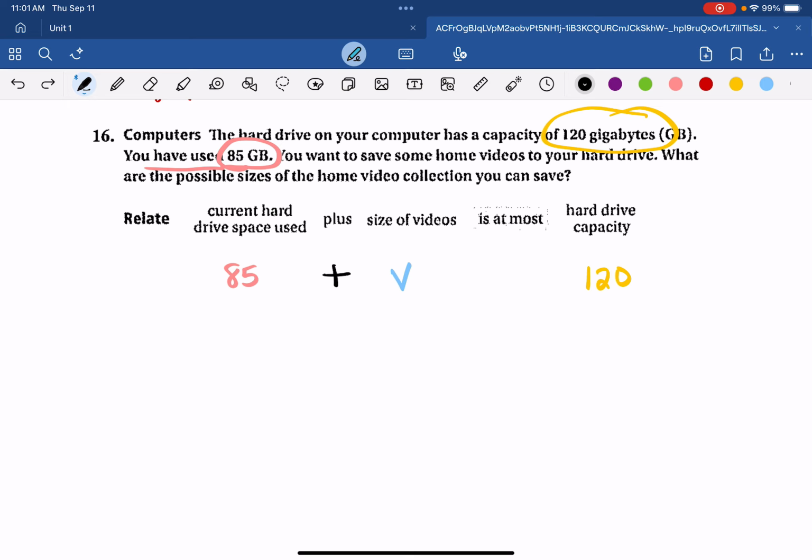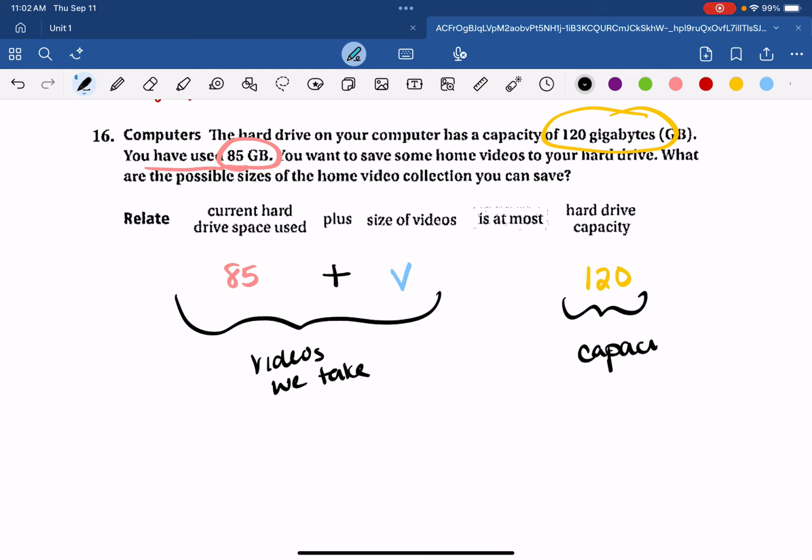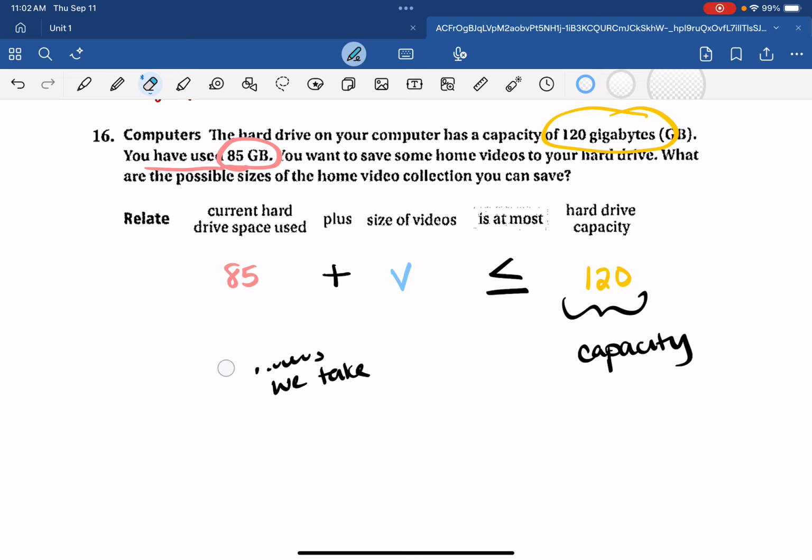So this side over here, the videos we take, and this is our capacity. The videos we take has to be less than or equal to 120. We could hit 120 exactly, for sure. Or we could go less than it, but we cannot go above it. Okay, so that's how we set that one up. Now let's just finish solving it, and then we'll be done.